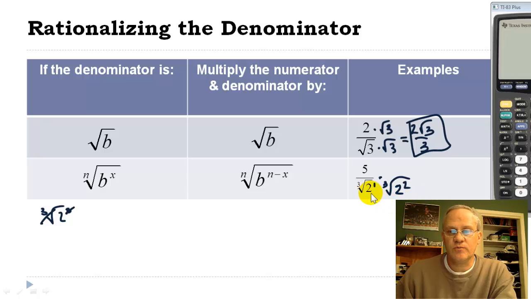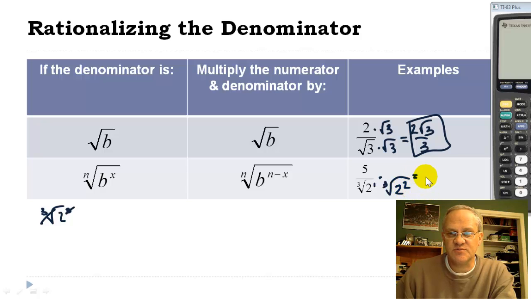Okay, so we kept the same index, third root, but I had 1, 2 here. I had 2 to the first power. I want to multiply it by 2 to the second power. It was whatever this 3 was out here minus the 1. That's how I got that 2.